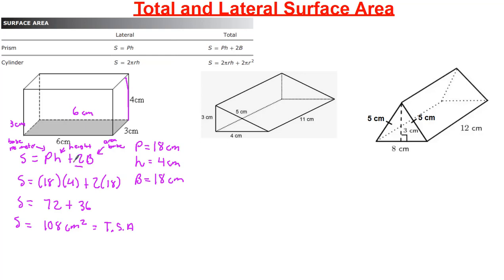So this part of the formula here, this 2B, it's basically saying 2 bases is the area of both bases. So we don't want that for lateral surface area. We just want this. We want the perimeter times the height.